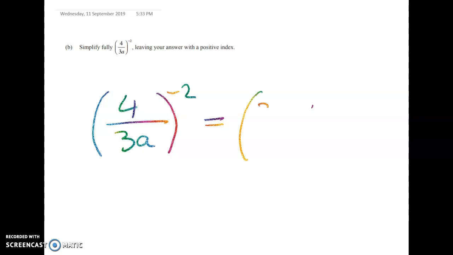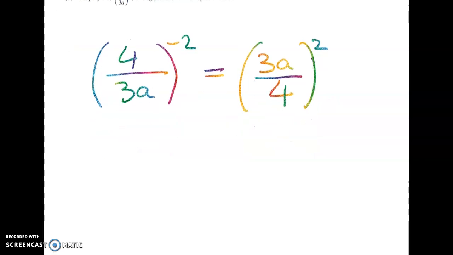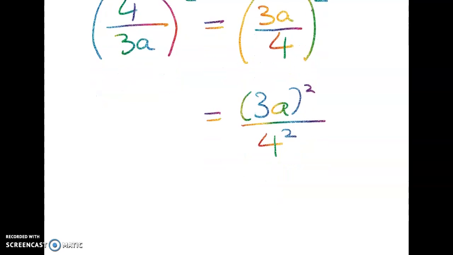So here, what we do is instead of 4 over 3a, we have 3a divided by 4 squared. Now we look at the numerator and we look at the denominator. And again, if you're confident, you can go much more quickly than this. Right, we've got 3a all squared over 4 squared. So the numerator gives me 3 squared, which is 9, times a squared, and the denominator's 16. So it's 9a squared over 16.